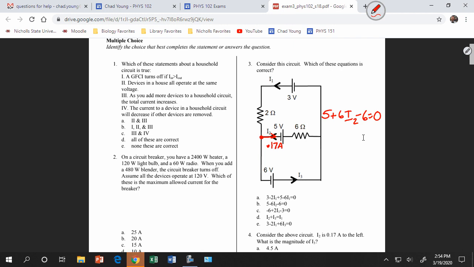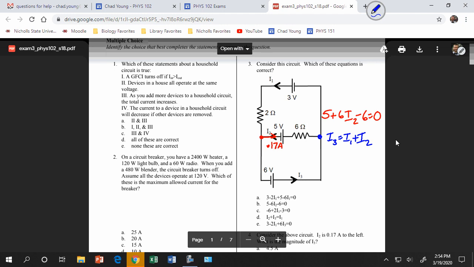No, what I have to do is write the junction rule. We did this earlier. What was it? I3 equals I1 plus I2. So now I know what I2 is, it's 0.17. So if I can just figure out what I1 is, then I'll know the answer. To find I1, I can use either the top loop or the big loop.